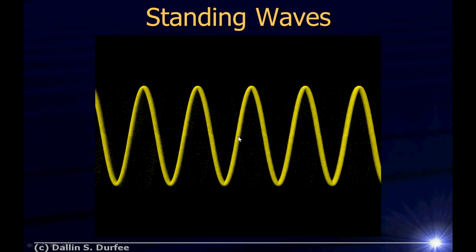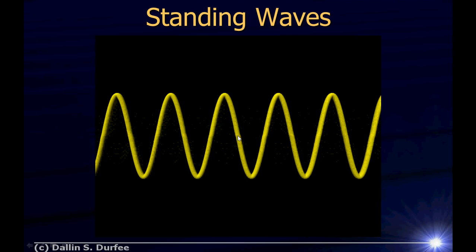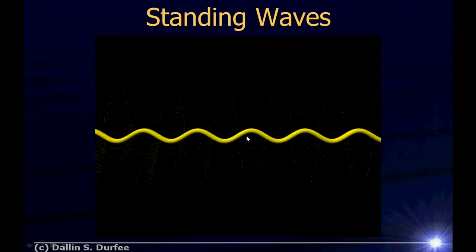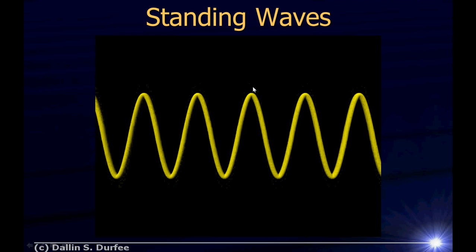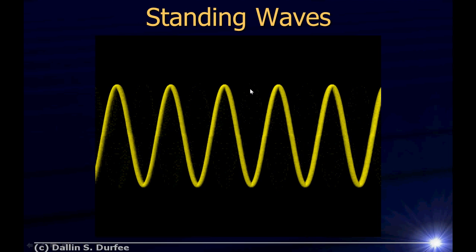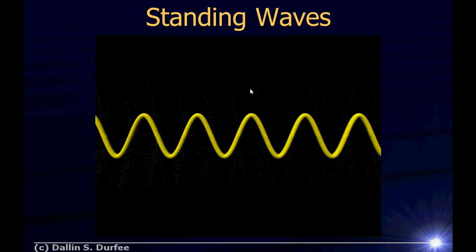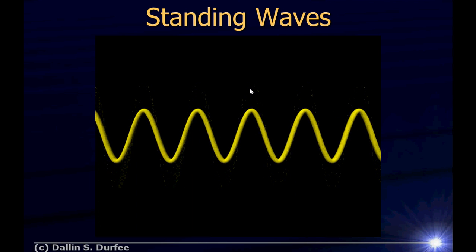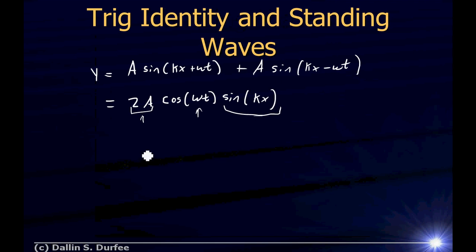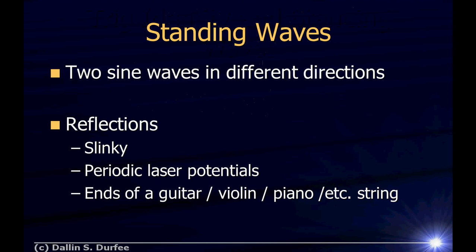So right here where the standing wave doesn't move, that's known as a node. Here where it's at its maximum motion is known as an antinode. All right, so the nodes are half a wavelength apart, the antinodes are half a wavelength apart, and they alternate. All right, so there is the math of a standing wave.